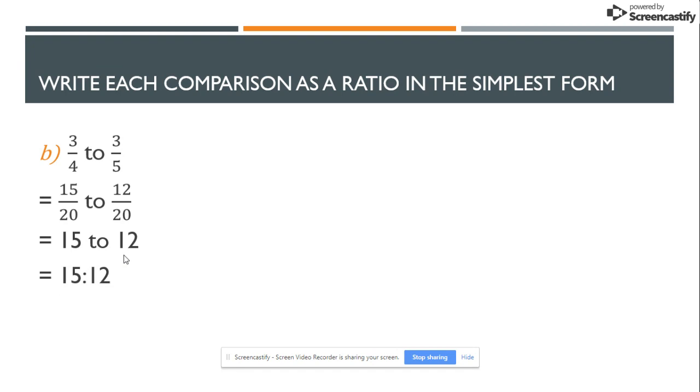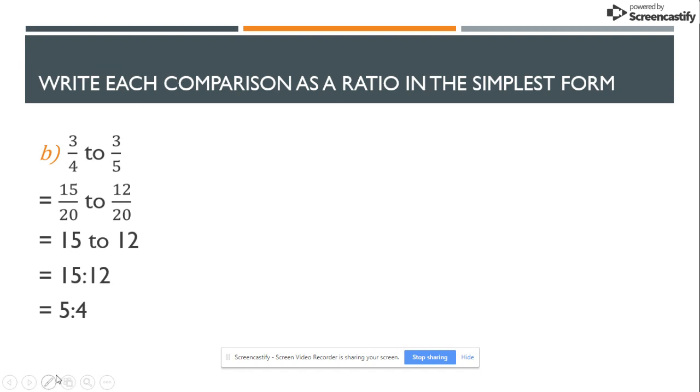Fantastic. Is it the lowest? Look at my next video if you want to work out how you can get it to the lowest with a calculator. And there you go. You say, what goes into 15 and 12? Well, 3 does, and 3 goes in 5 times and 4 times. So your lowest ratio is 5 is to 4.